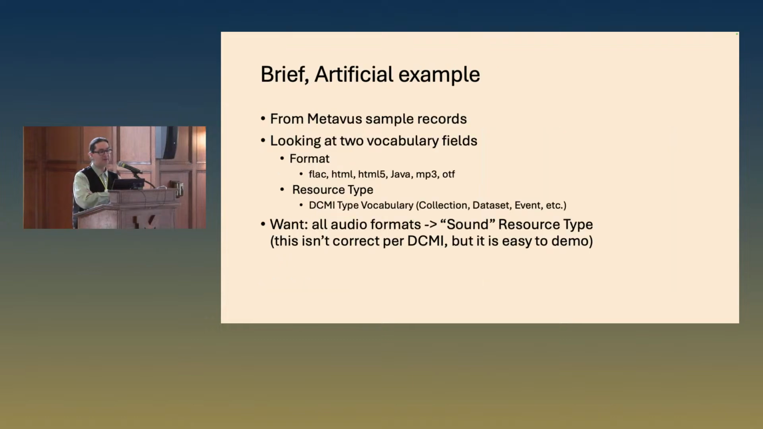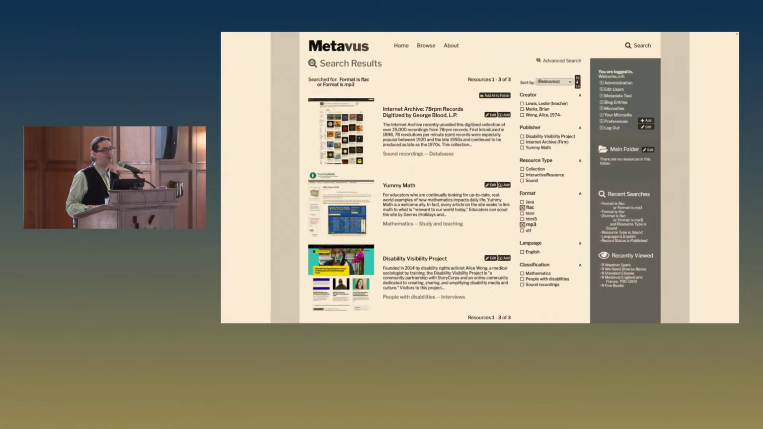Little demo of how that works based on our sample records that come with the software. Looking at 2 vocabulary fields in those sample records, one of them being format, which is just this file type based system, and one being resource type, which is using the DCMI type vocabulary. If you wanted all of the things that have an audio format to have the sound resource type, which is easy to demonstrate even though it is incorrect cataloging, you could do that with batch edit, and here's how that would look. You do a search for all of the things with an audio format, in this case FLAC or MP3.